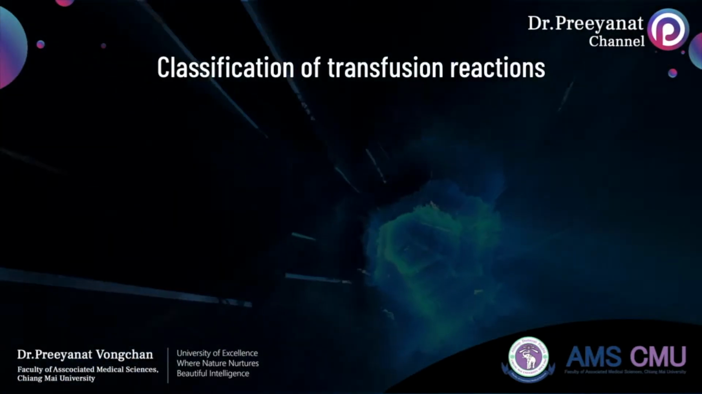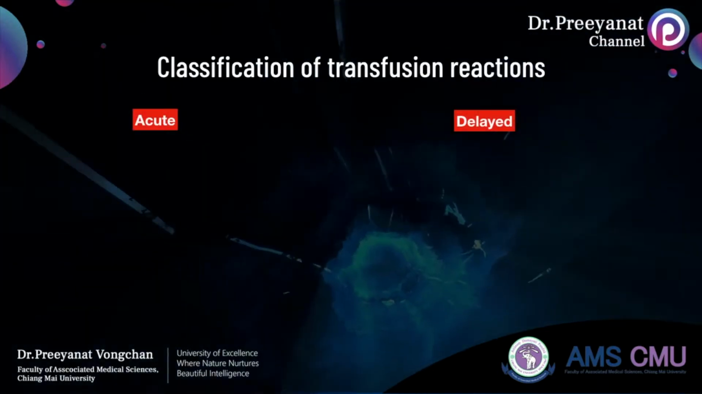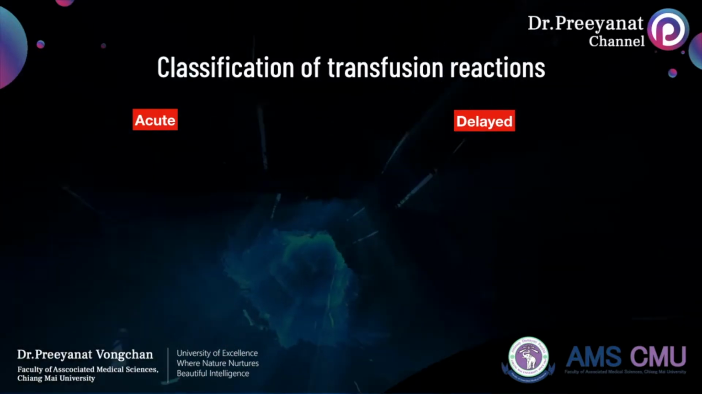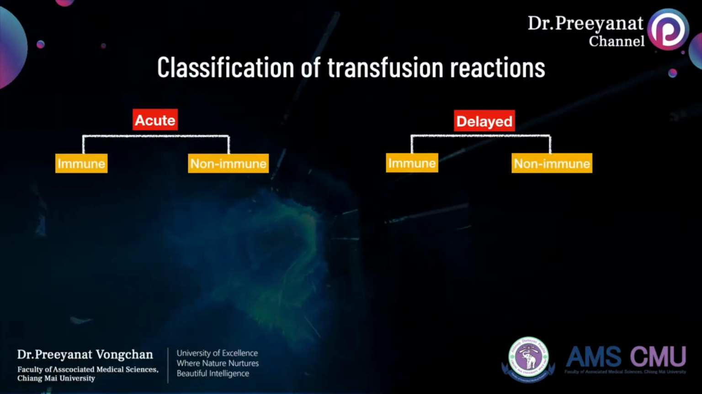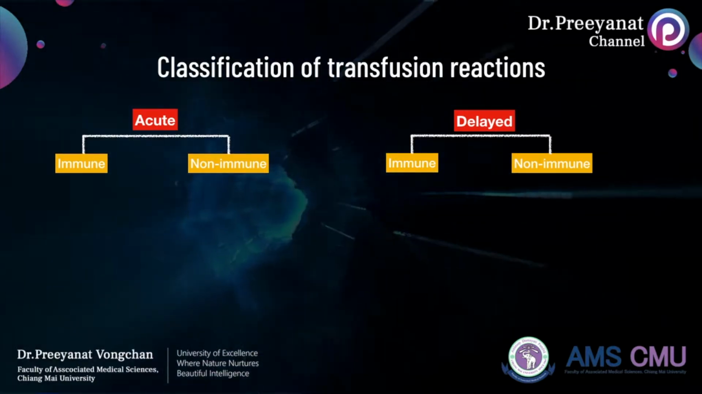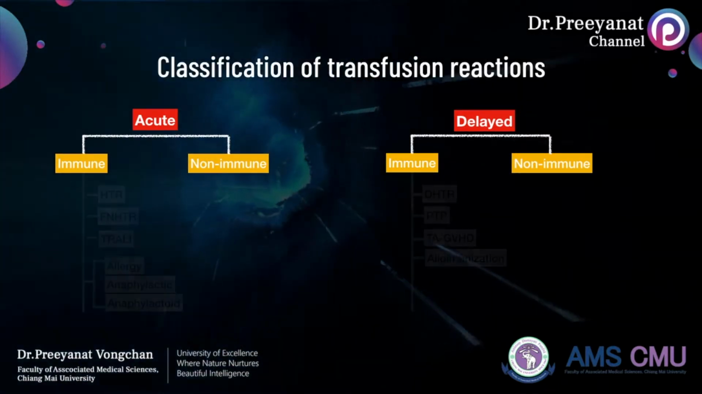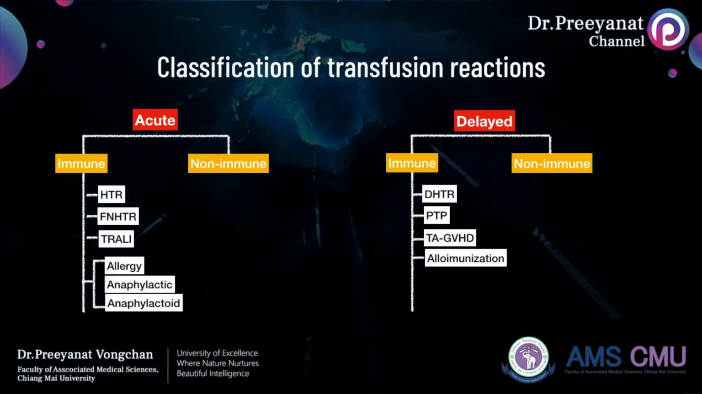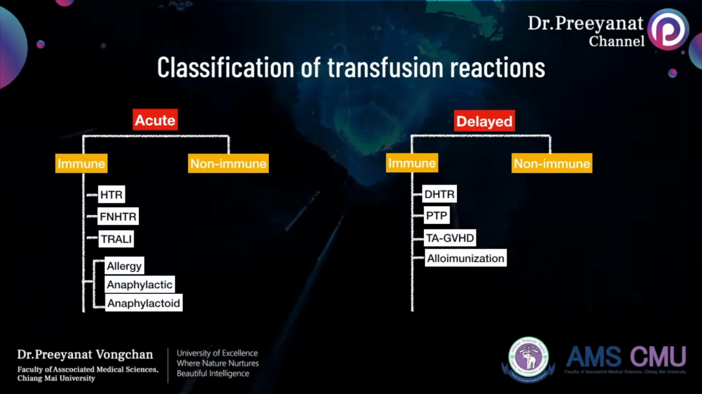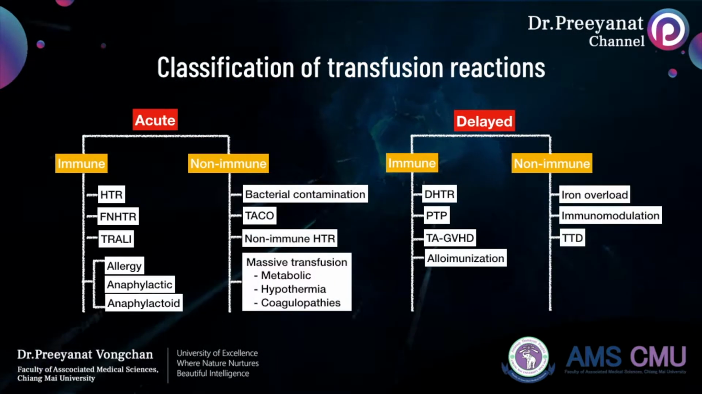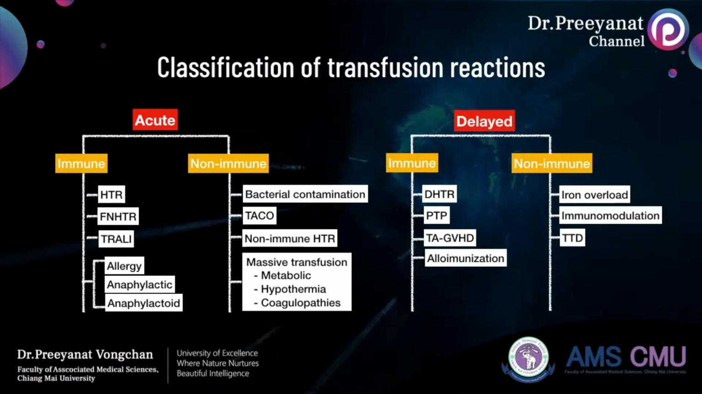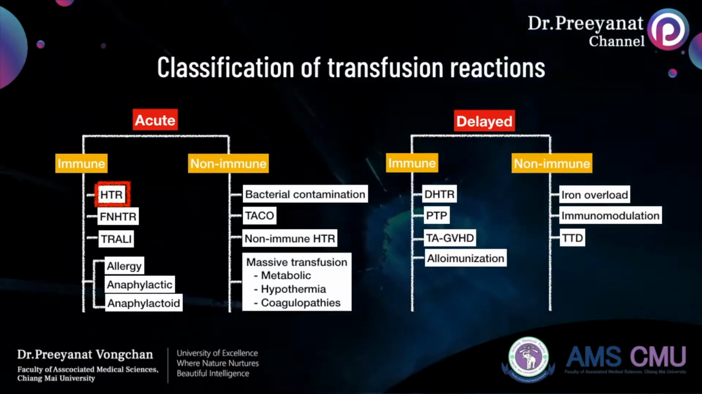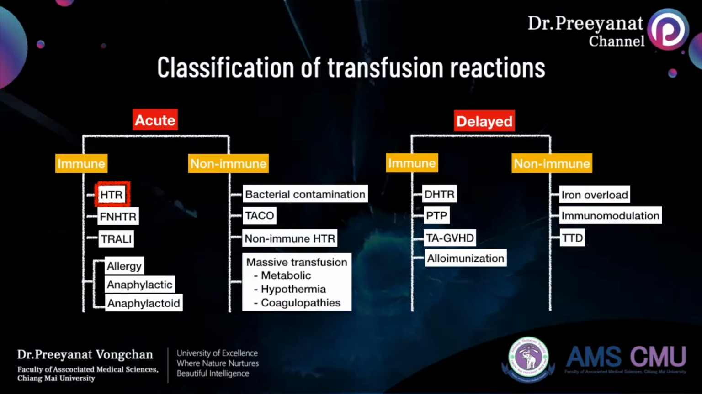Transfusion reactions can be classified into two main groups, acute and delayed, depending on the onset of the reaction. Both groups are also divided into immune and non-immune mediated based on causes. Immune-mediated reaction means that patients produce antibodies specific to red blood cells, white blood cells, platelets, or plasma, while the non-immune-mediated reactions are caused by other factors. Hemolytic transfusion reaction is classified as immune-mediated acute transfusion reaction.